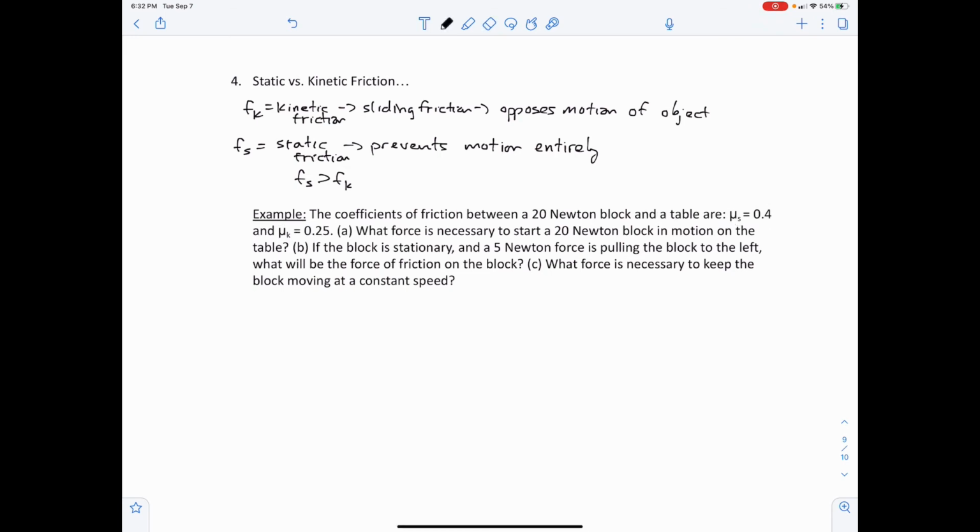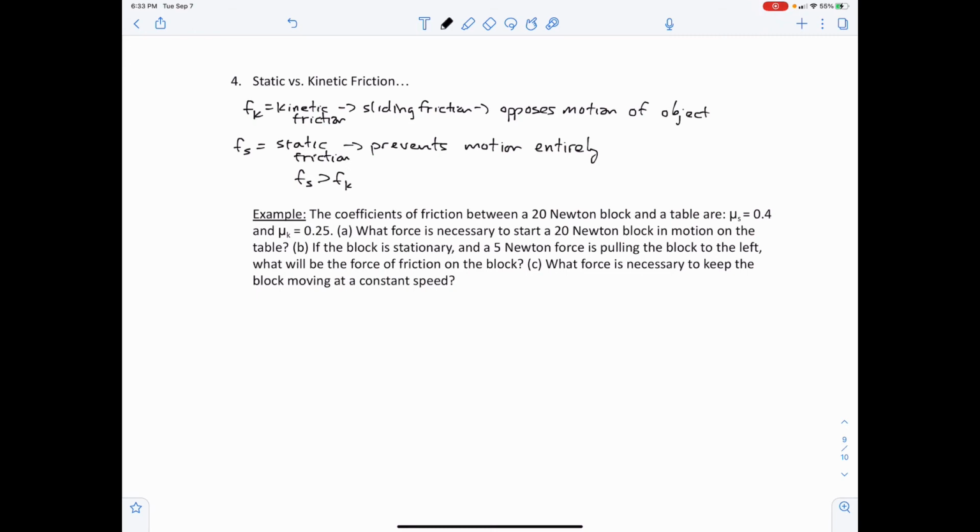Part A, what force is necessary to start a 20 Newton block in motion on the table? B, if the block is stationary and a 5 Newton force is pulling the block to the left, what will be the force of friction on the block? Finally, C, what force is necessary to keep the block moving at a constant speed?